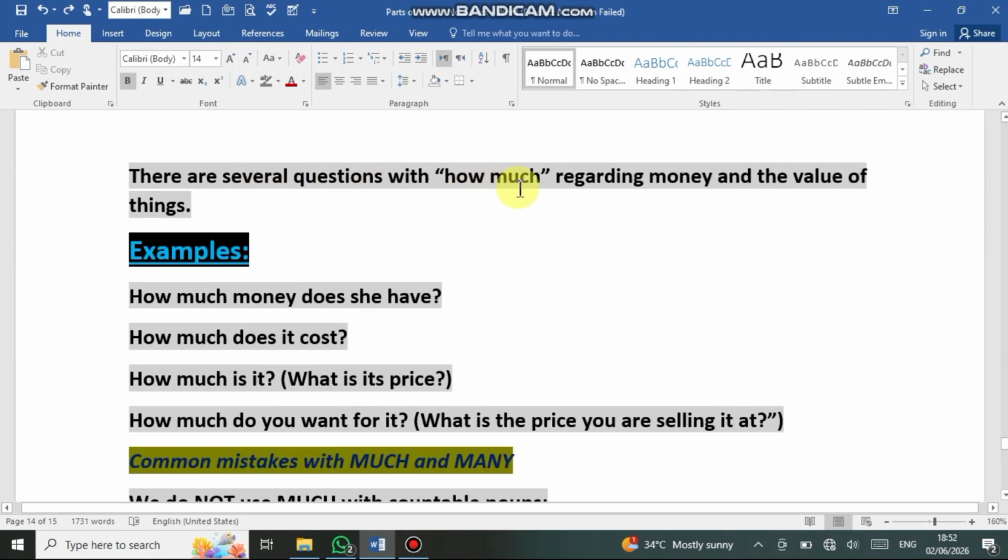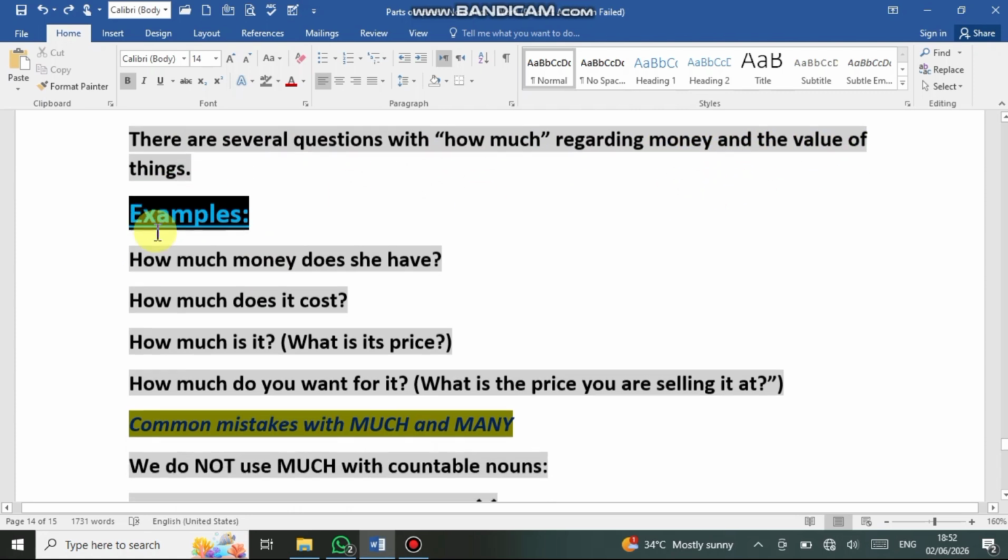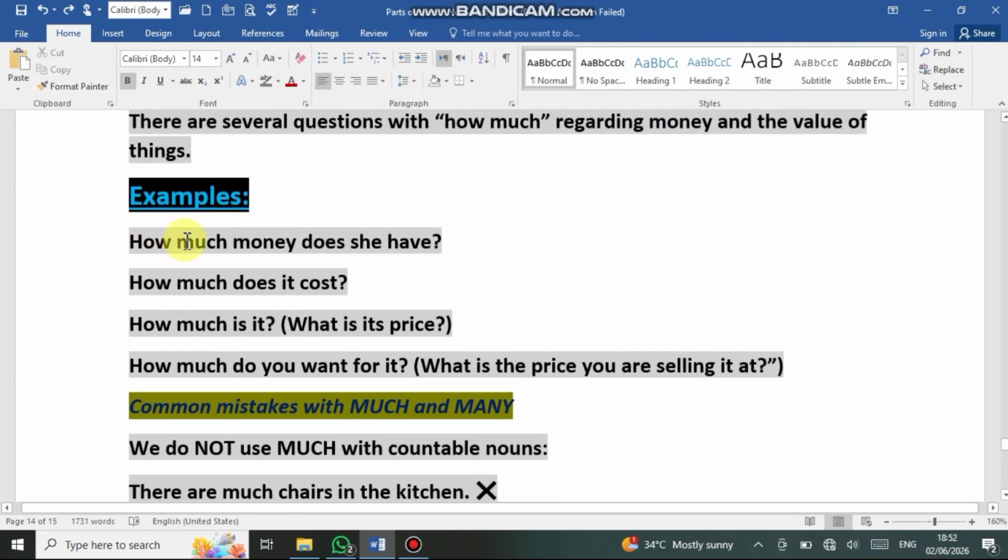There are several questions with how much regarding money and the value of things. Examples: how much money does she have? How much does it cost?